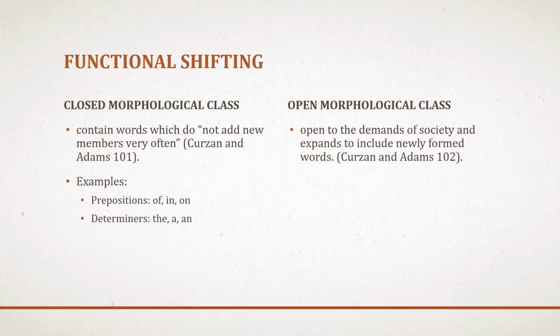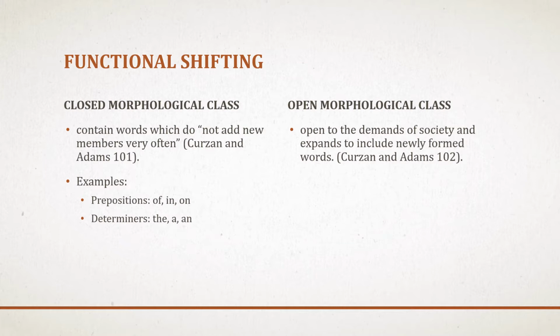Words subscribe to two different classes, being part of either the closed morphological class or the open morphological class. The closed morphological class is going to contain words which are not going to have any new additions very often. Some examples of these in that closed morphological class are going to be things like prepositions or determiners. A preposition being of, in, or on, a determiner like the or a.